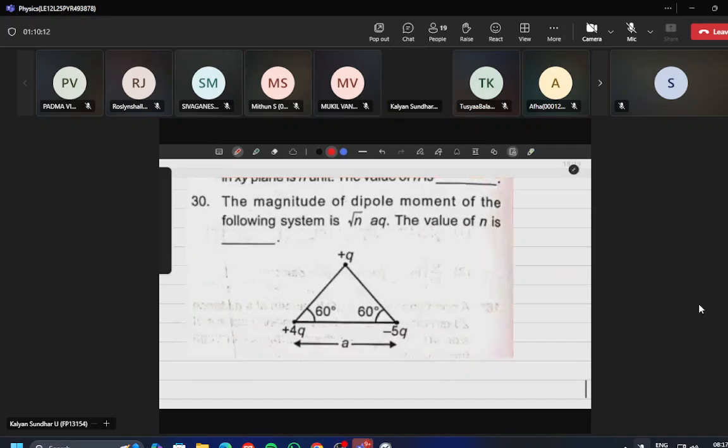Right, this question. Magnitude of dipole moment of the following system is root n 80. The value of n would be... 5. Yes, sir. Let's check, sir. 21 now, root 21.